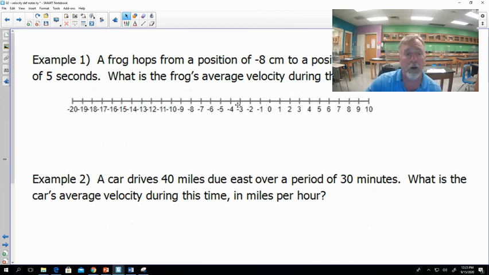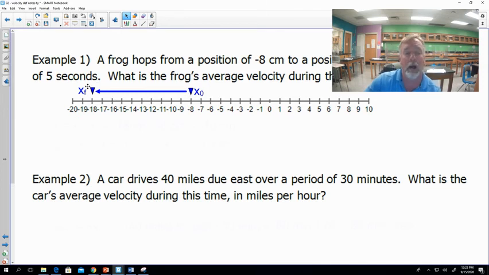Where did our frog start? X naught here is at -8 centimeters. Where did our frog finish? Over here at -18 centimeters. Now note that the arrow that goes from our starting point to our final point is to the left. So it's negative, which means our direction's negative. If our direction's negative, our displacement's negative, and our velocity will also be negative.